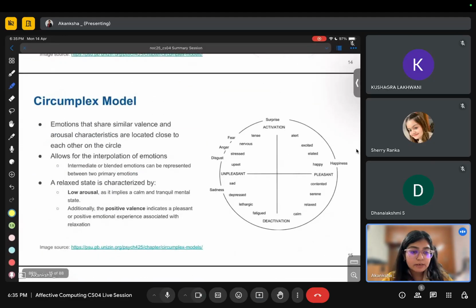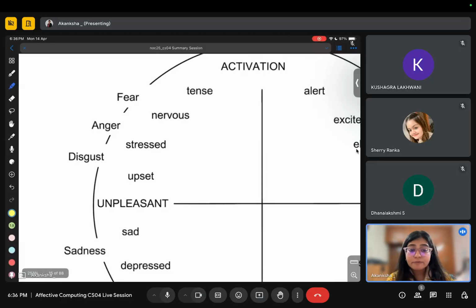So now we will see some examples. Also, emotions that share similar valence and arousal characteristics are located close to each other. The distance between two similar emotions is very less. Okay. So let's say angry and fear.